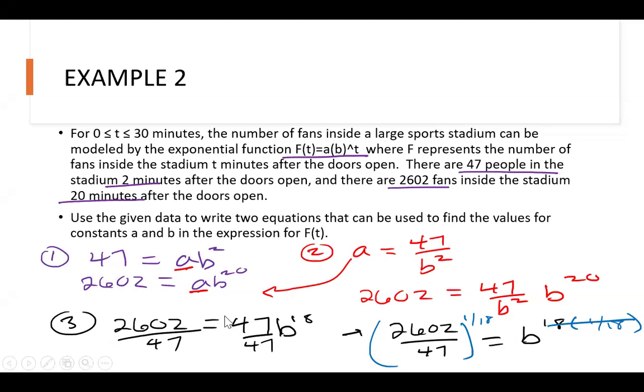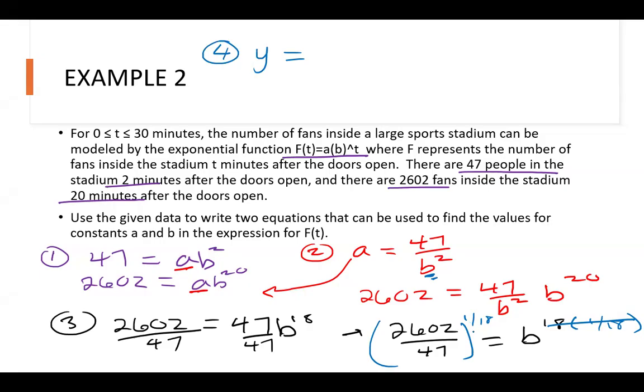All right. So now that we did all of this, I'm going to write my exact value problem out, and then we'll simplify it in the calculator. So putting it all together, I know that y equals my a, right, which is 47 over b squared. And we know the exact value of b, correct? The exact value of b is 2,602 divided by 47 to the 1/18. That's the exact value. Okay.